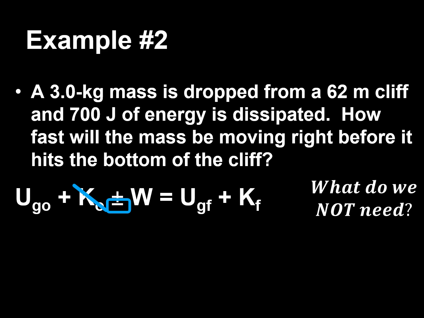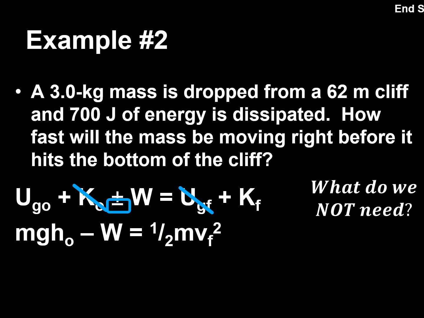And then that's going to be equal to the final gravitational potential energy. It's going to be at the bottom, so that means we're going to have a final gravitational potential energy of 0. Go ahead and cross that out. And then the final kinetic energy, well, it's going to be moving right before it hits the ground, so we have a final kinetic energy. Now to simplify this equation, we got the gravitational potential energy at the beginning, mass times gravity times the initial height, minus the work being done is going to be equal to 1/2 times mass times the final velocity squared.